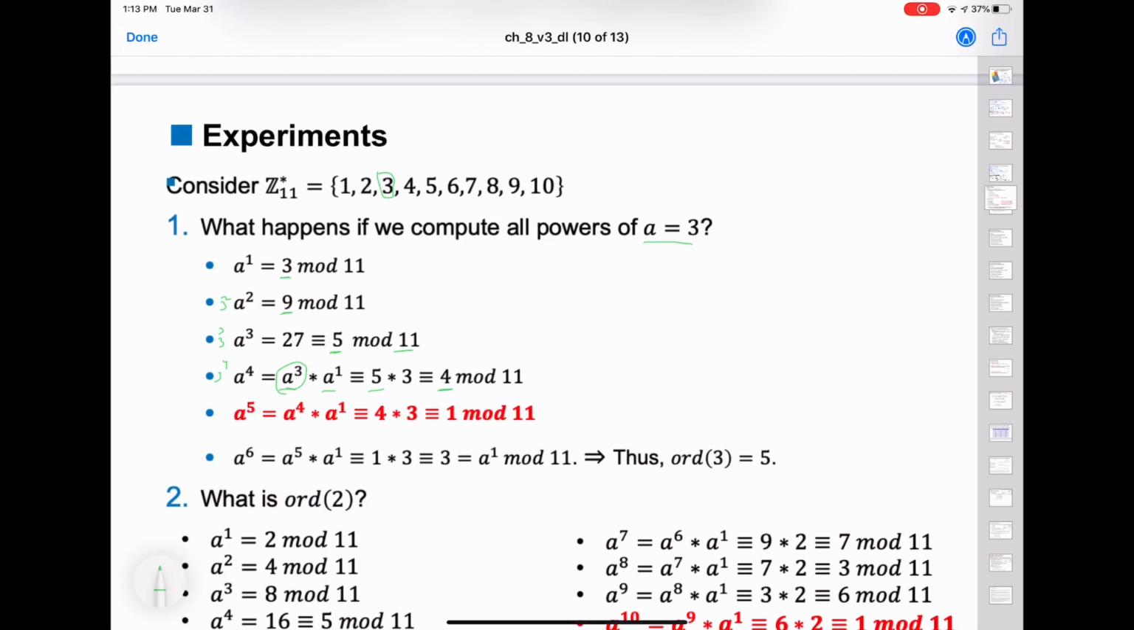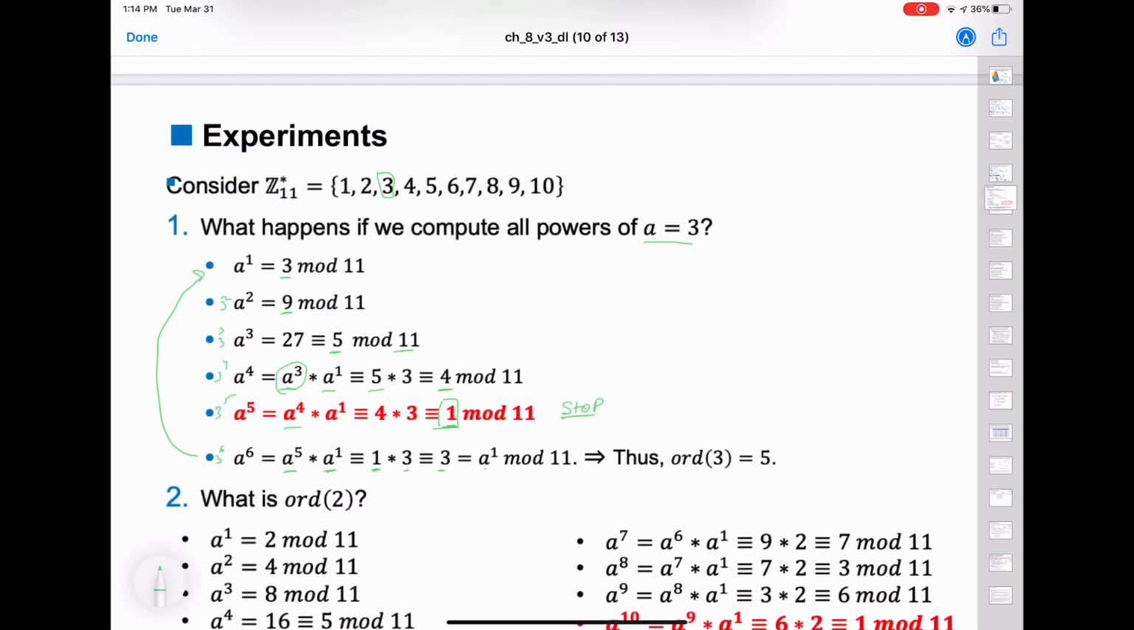3 to the power of 5. Similarly, you can do it as 3 to the power of 4 times 3, which is 4 times 3, it's 12, modulo 11, subtract 11, you get 1. As soon as you get the 1, this is our identity, you will stop. You know why you will stop? Because if you proceed with 3 to the power of 6, you have 3 to the power of 5 times 3. 3 to the power of 5 is 1, times 3, it gives you 3 again.